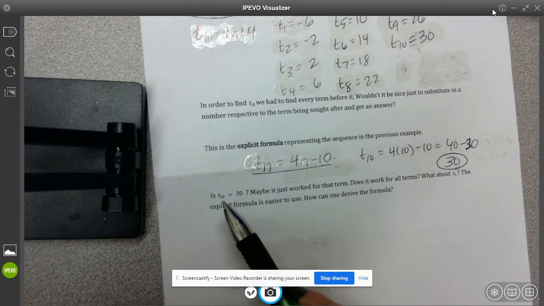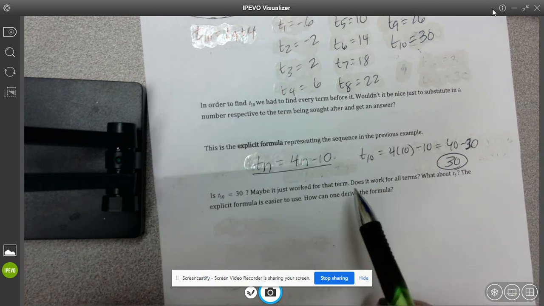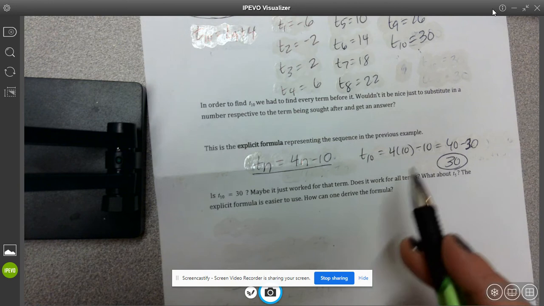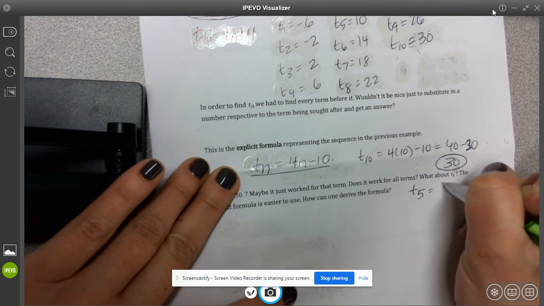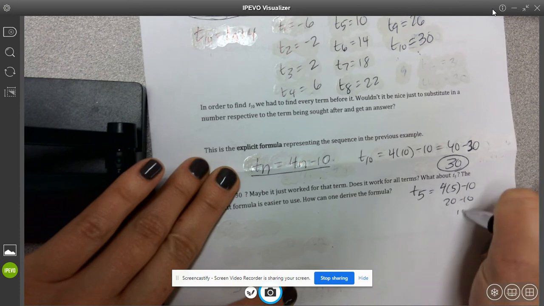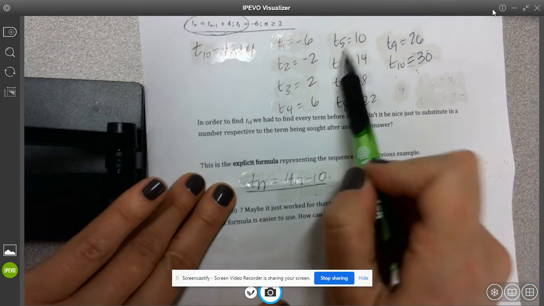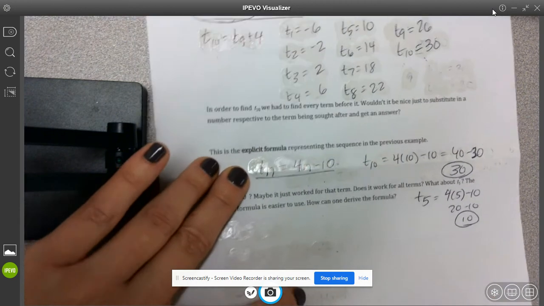I said t sub 10 is 30. Maybe it would just work for that term. Does it work for all terms? What about t sub 5? Okay, so if I plug in 5, I get 10. So it does work.